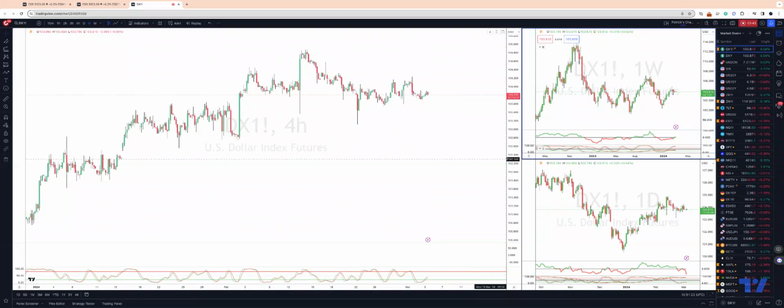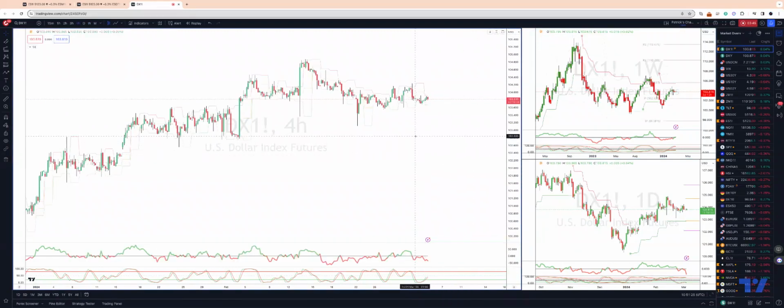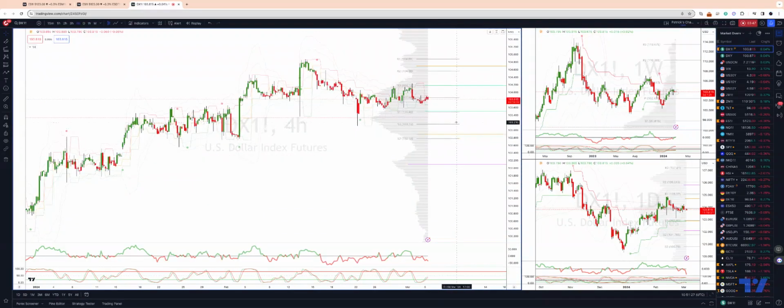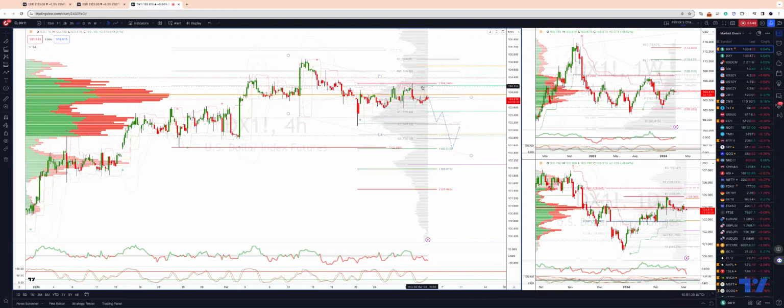Obviously similar to the euro dollar really in many respects at the moment, it being the biggest component of the dollar index. Pretty much sideways action as per the last update. 104.20s is the key resistance at the moment. Once we maintain that, I'm looking for a test of 102.50s to the downside.